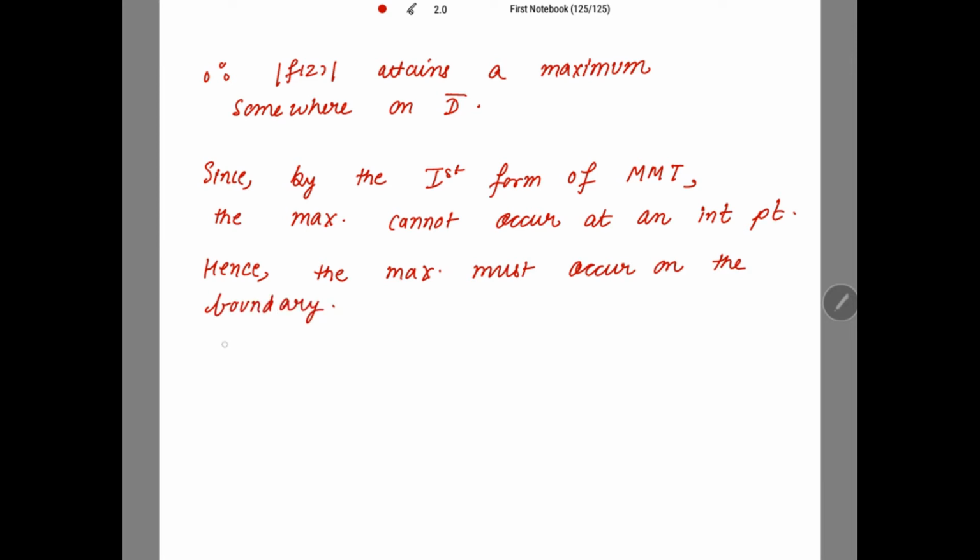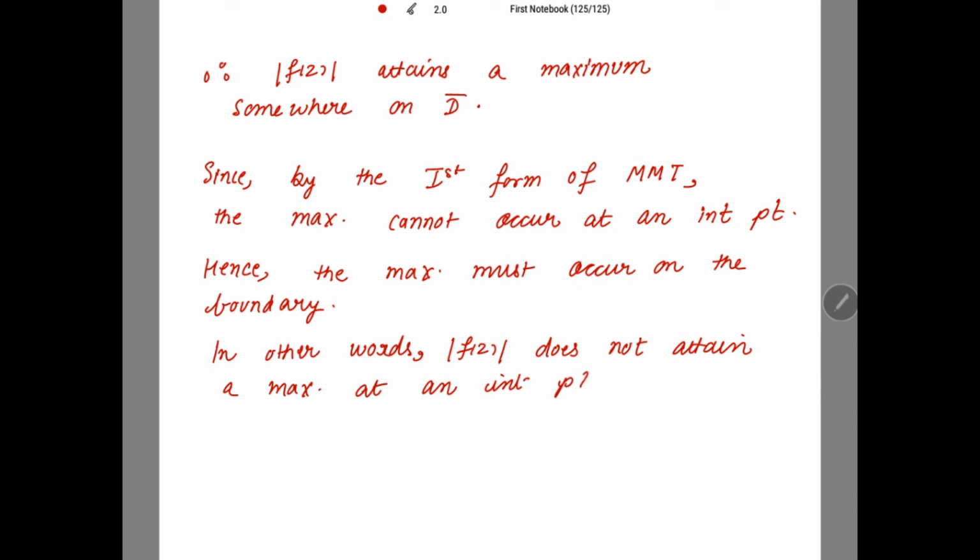In other words, mod of f(z) does not attain a maximum at an interior point unless f(z) is constant. So here ends the proof for this theorem.